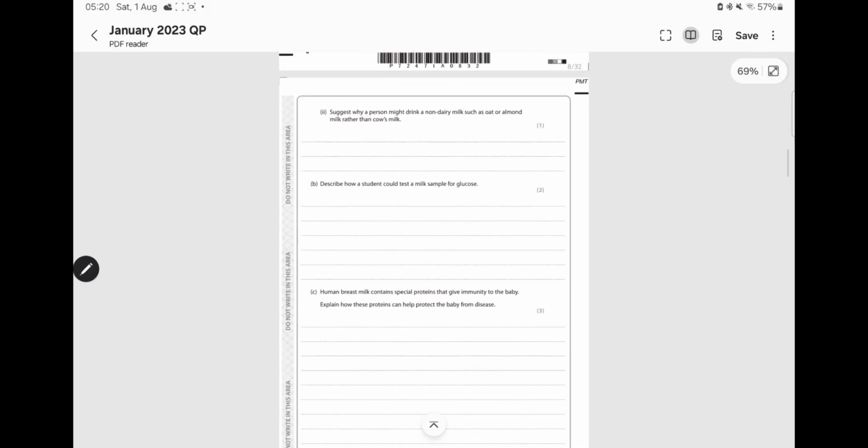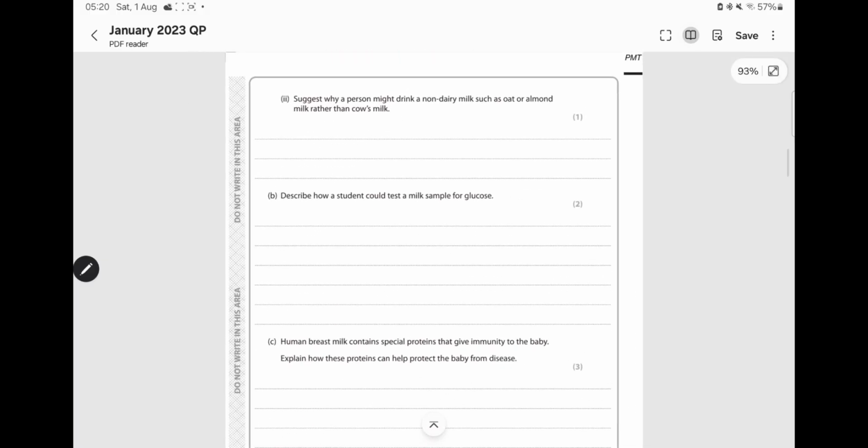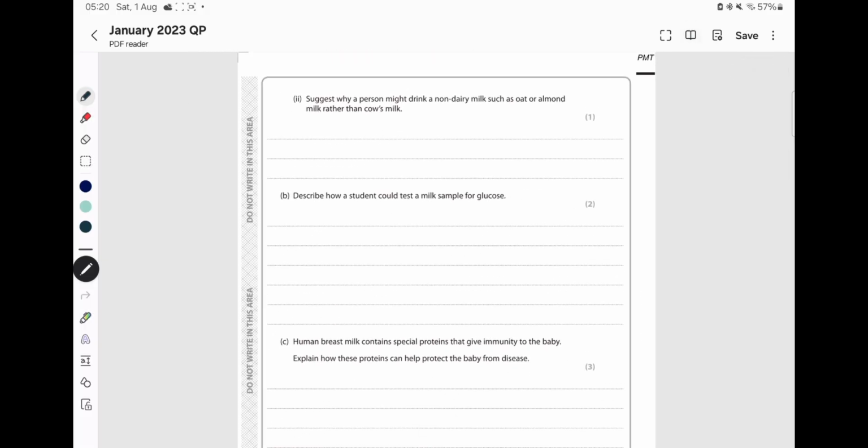Moving on, we have: suggest why a person might drink a non-dairy milk such as oat or almond milk rather than cow's milk. Why would a person drink oat or almond milk when they can just drink normal cow or dairy milk? So there's a bunch of reasons. Maybe that person is lactose intolerant, which is a very common thing. Some people just can't handle lactose because they don't have the enzyme lactase that breaks it down, so they can't drink dairy milk, so they have to opt for the non-dairy options.